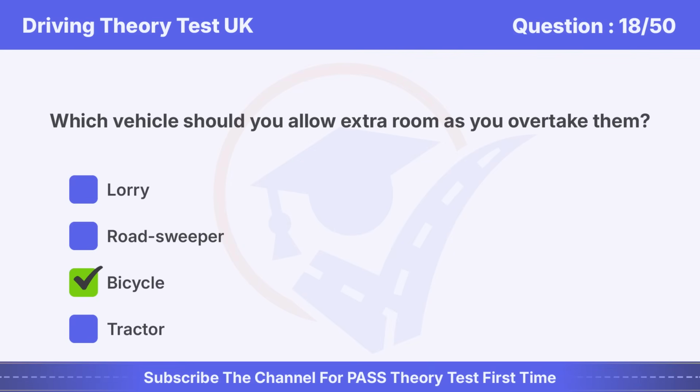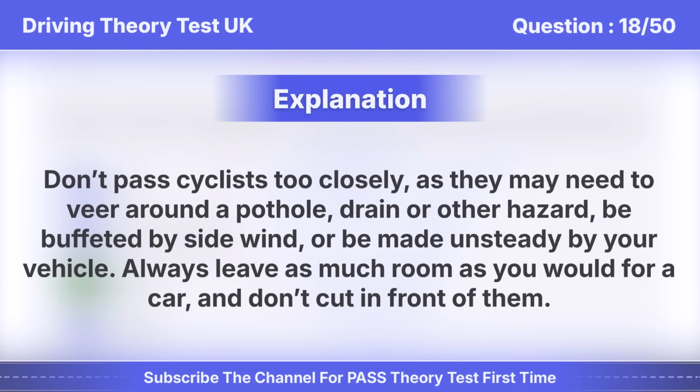Answer is C. Bicycle. Don't pass cyclists too closely, as they may need to veer around a pothole, drain, or other hazard, be buffeted by side wind, or be made unsteady by your vehicle. Always leave as much room as you would for a car, and don't cut in front of them.